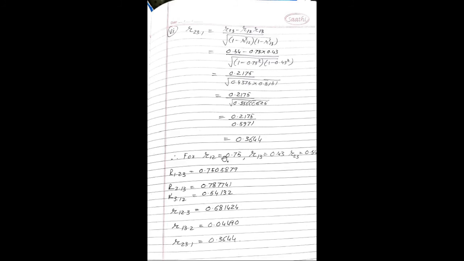So the final answer is 0.3644. Therefore, for R12 equal to 0.75, R13 equal to 0.43 and R23 equal to 0.54, the answers are: capital R1.23 is equal to 0.7505879, capital R2.13 is equal to 0.787741, capital R3.12 is equal to 0.54132, small r12.3 is equal to 0.681424, small r13.2 is equal to 0.04490, small r23.1 is equal to 0.3644.